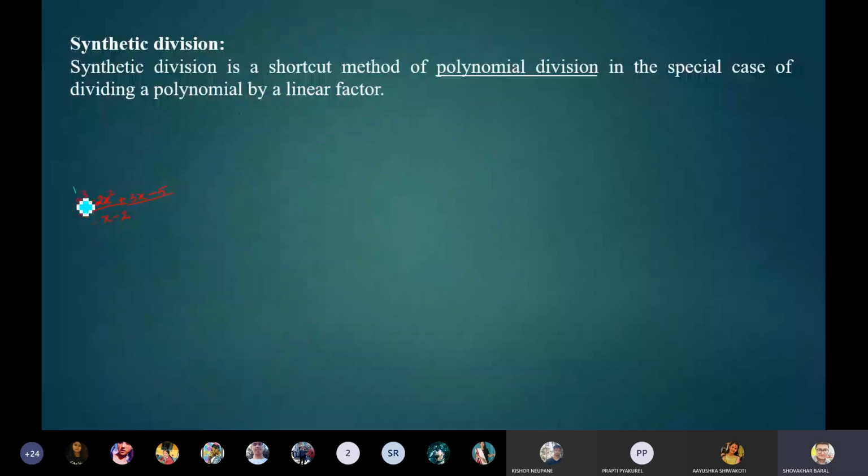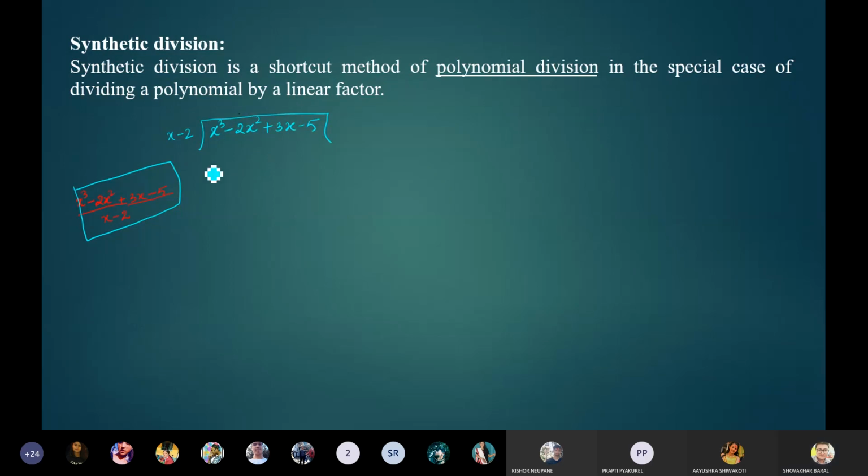This division, x cube minus 2x square plus 3x minus 5. If you divide it with long division by the binomial x minus 2, the linear factor x minus 2 will divide this polynomial. So let's do it with long division at first. Later I'll simplify it, and we'll have an amazing result. We'll get the quotient and the remainder in a few steps without going through all these steps.